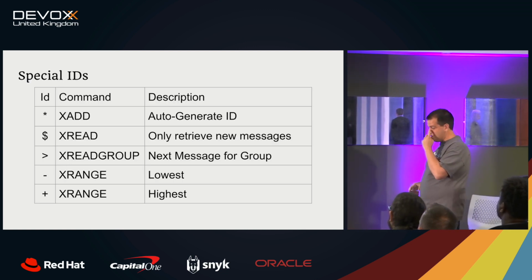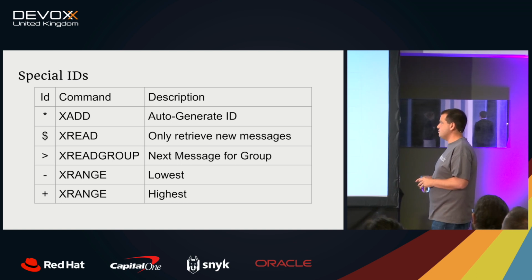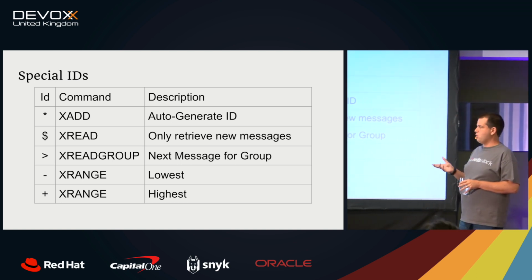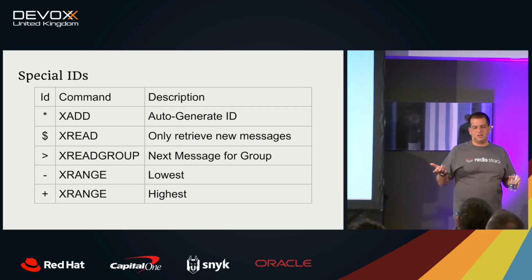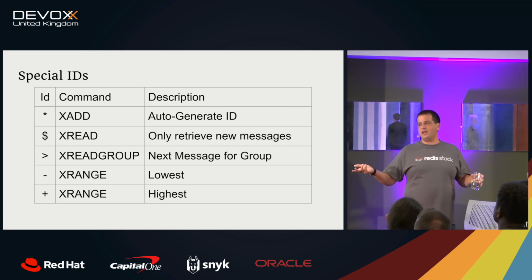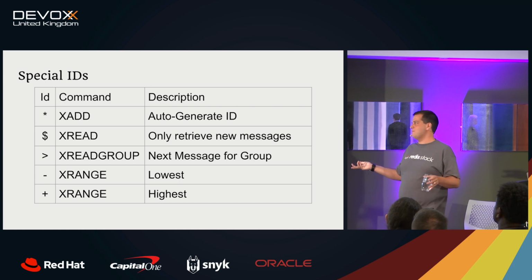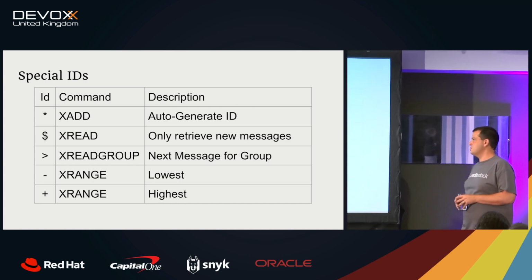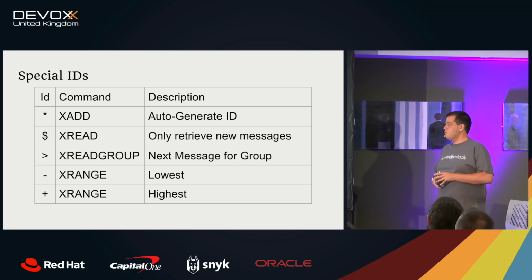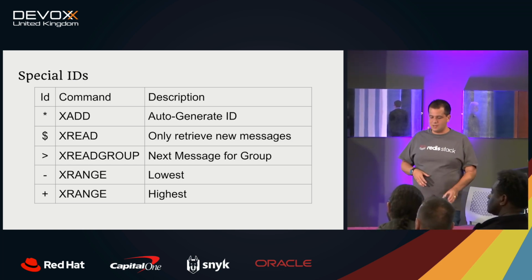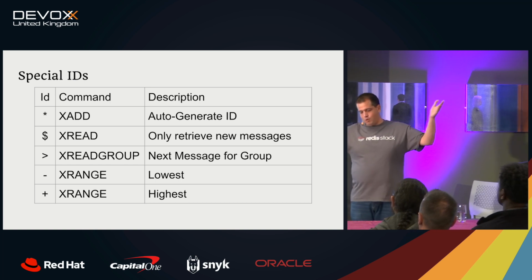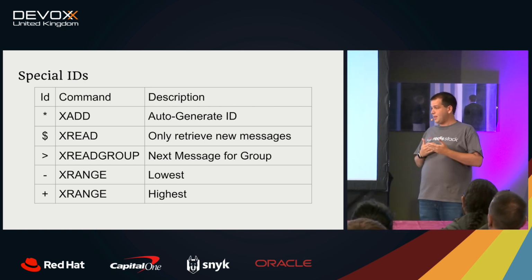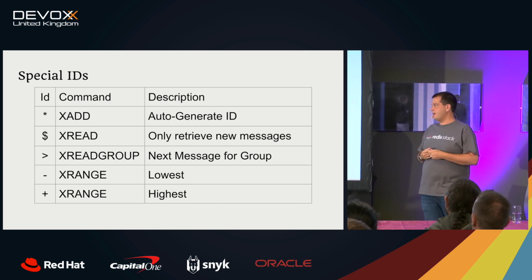There are some special IDs to consider when it comes to streams. And here's a little table. For XADD, the important one is star, because it allows you to basically tell Redis, I don't feel like coming up with a timestamp. Could you just come up with one for me? And that's perfectly acceptable for most folks. There's the dollar sign, which is used for an XREAD, which basically says, all right, Redis, I'm reading this stream. Give me the next one that comes in. And it allows you to block waiting for the next message to come in.